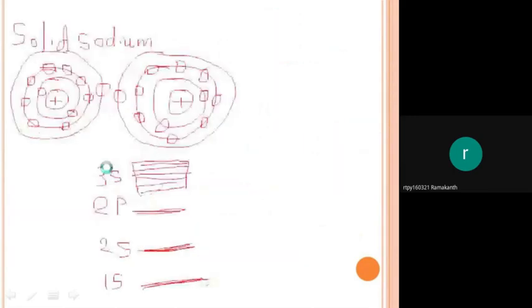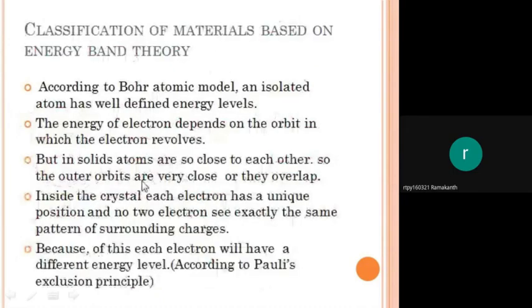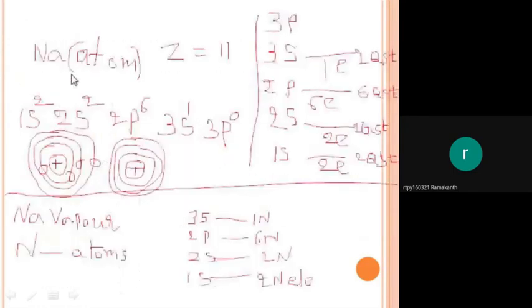So let us take an example of sodium, whose atomic number is 11. This is its electronic configuration: 1s2, 2s2, 2p6, 3s1. Here the first and second orbits are completely filled, and the third orbit is partially filled by only one electron. The third orbit can actually accommodate 8 electrons, so there are 8 quantum states. Out of 8 energy states, only one energy state is filled.